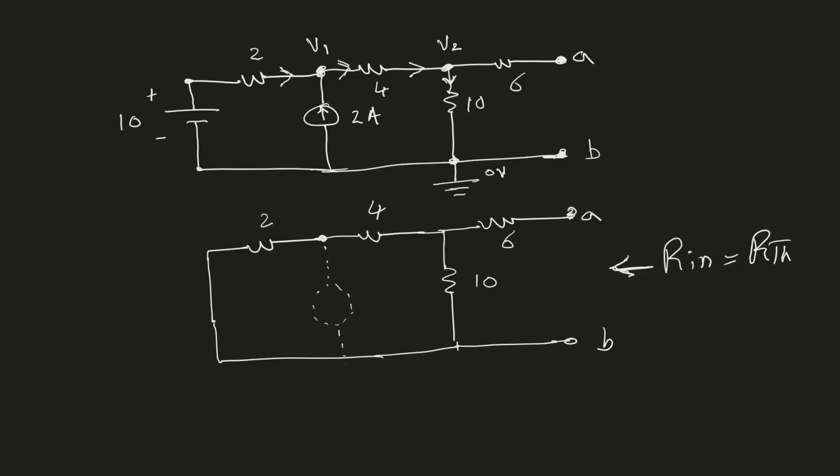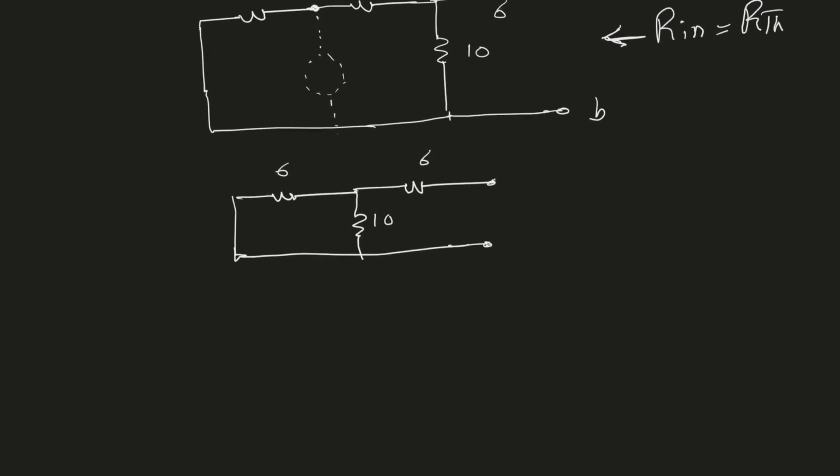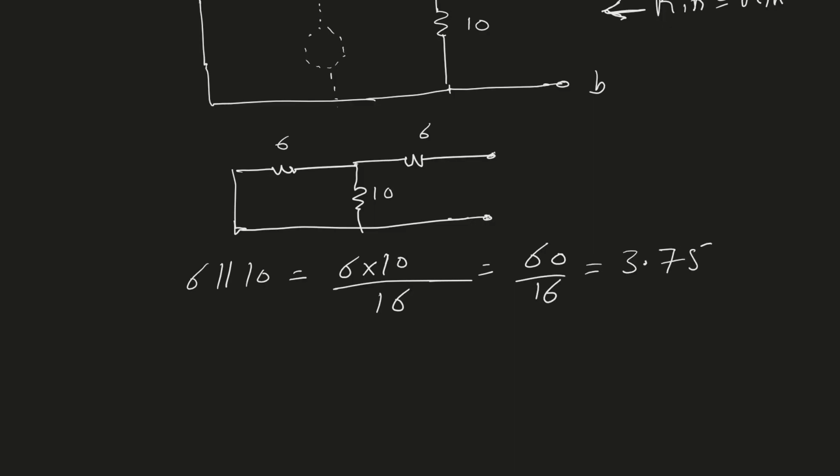So all we need to do is to just solve the circuit, find the value of the resistance. First of all, I see that 2 and 4 ohms are in series, so I can replace them with a simple resistor, and that will be 2 plus 4 is 6, and this is 10, and this is 6. The next step is that we see that 6 and 10 ohm resistors are in parallel, right? So these two are in parallel. Therefore, the parallel combination of 6 and 10 is 6 times 10 divided by 6 plus 10, which is 16. So that is 60 divided by 16, and that is equal to 3.75.